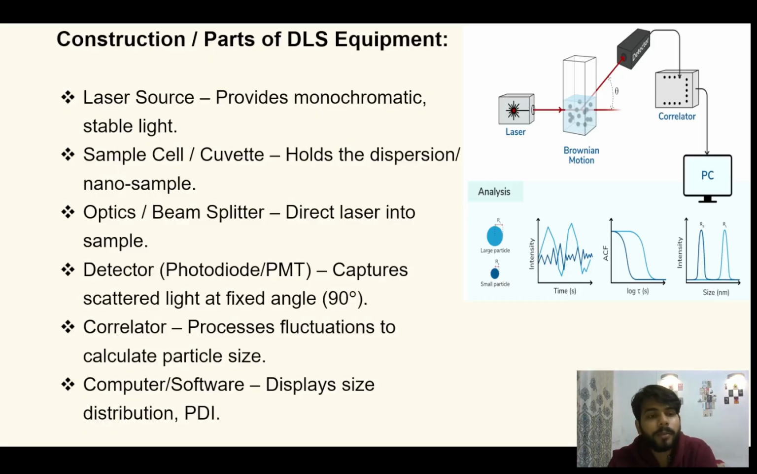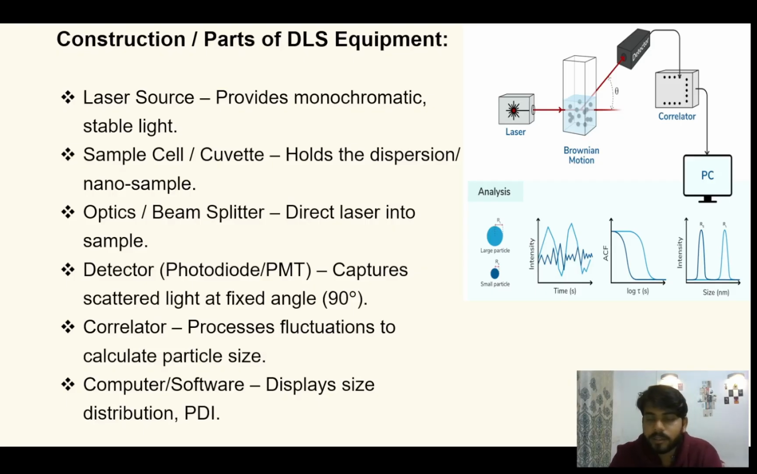Parts of DLS equipment. First is a laser source. It provides monochromatic, stable light. Then we have a sample cell in which the nanosamples are held. Next, optics or beam splitter. It directs the laser into the sample. Then we have the photodiode or PMT. It captures the scattered light at some fixed angle. Then we have the correlator. It processes fluctuations to calculate particle size. And at last we have a computer, which has certain software. It displays particle size and also PDI.